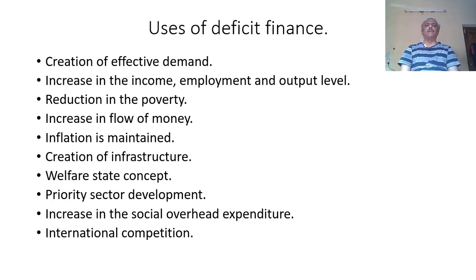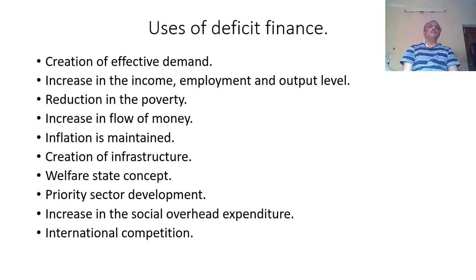Increase in the income, employment and output level. When deficit financing is taking place, obviously, there is an increase in the income of an individual. Increase in the income of an individual means money is flowing from government to the individuals. When money is flowing from government to the individuals, obviously, that is going to become an income of the individual. As a result, they are going to save money, investment is happening. After the investment, employment is going to generate. After the employment generation, total output in the economy is going to happen. It is resulted through deficit finance.